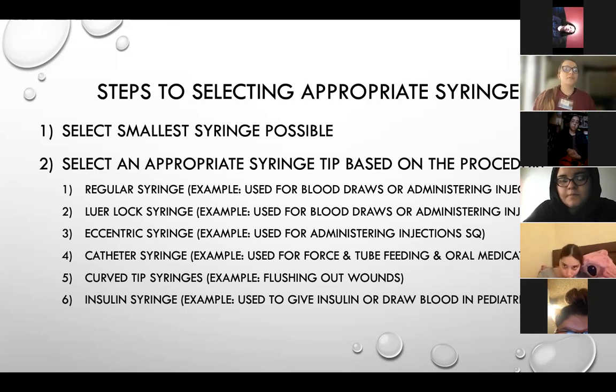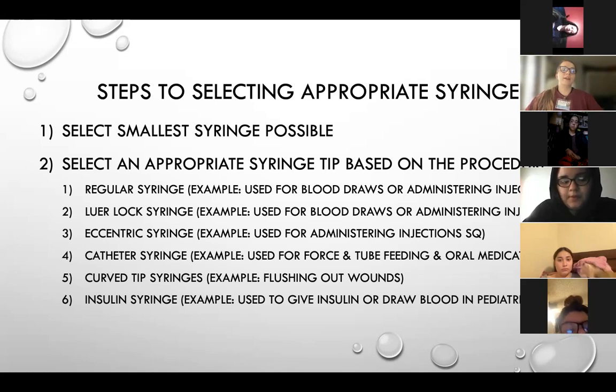We also have a curved tip syringe, also known as a monoject. We only really use them when we're flushing out wounds. They are a 12 cc size syringe, although they're not going to have the measurements on there, and they have a long curved tip at the end. Again, on the next slide I'm going to show you a visual. We primarily use it when flushing out wounds or abscesses. There's really not much more of a purpose than that. Also, you can cut the curved tip to make the hole a little bit larger, and you could also use it for oral medications.